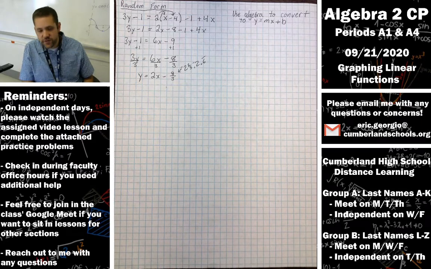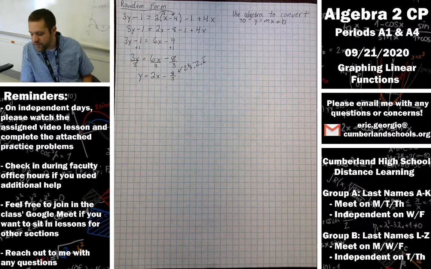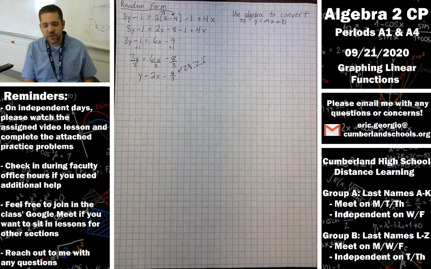So that would mean you just start at that value of negative 2 2/3, which, just because it's a fraction, doesn't mean we have to be afraid of it. We can start at that value, and then we would go up 2 over 1. Okay?